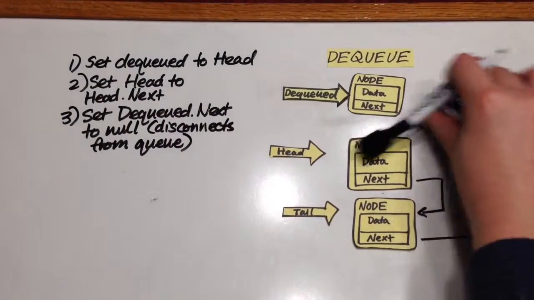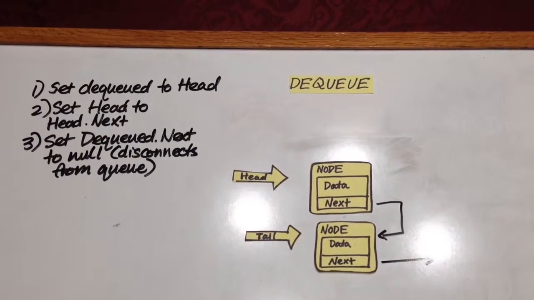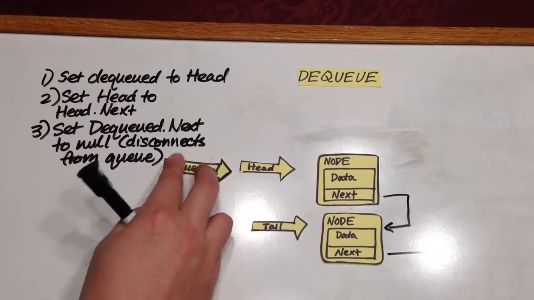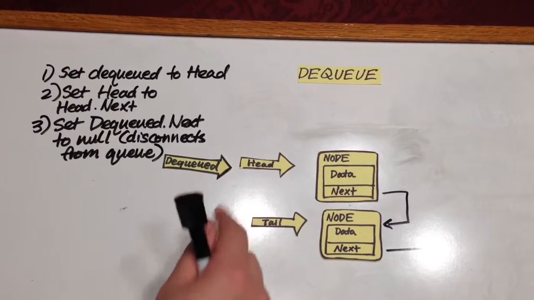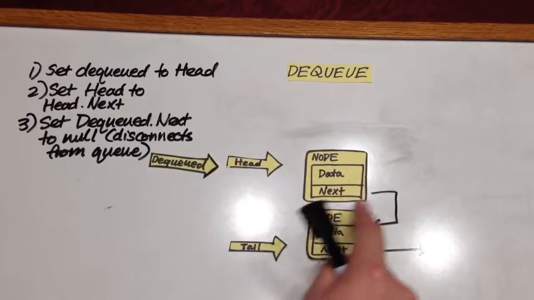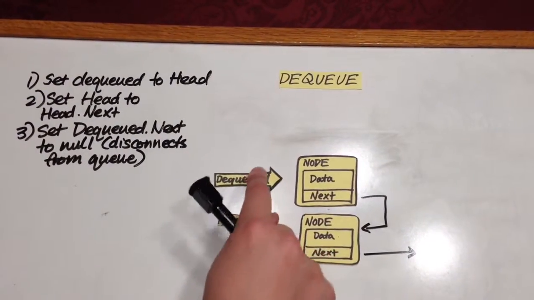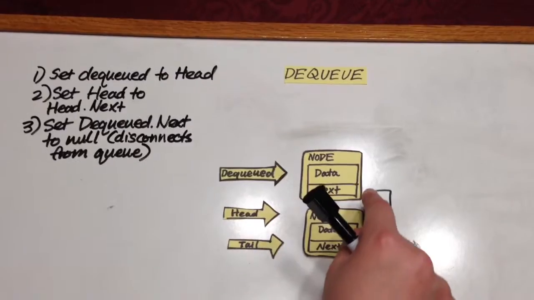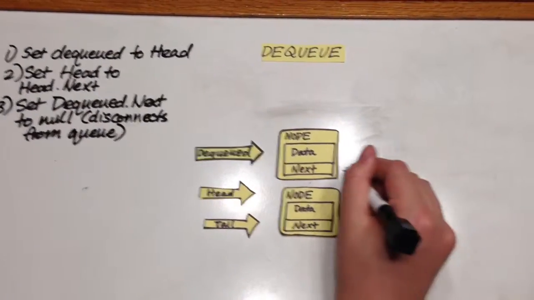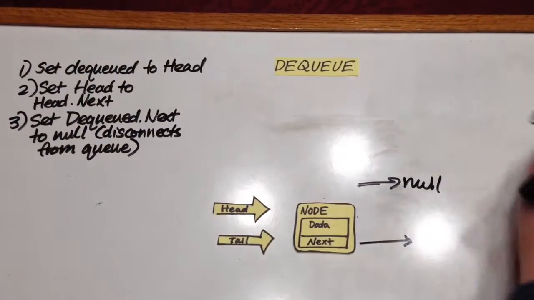So basically, this would be the same thing as having no node. Okay, so we set dequeued to head. If we want to remove this node, we would set head to head.next. So head.next would be where this arrow is pointing. And then we would set dequeued.next, so this arrow, to null, and that would disconnect it from the queue.